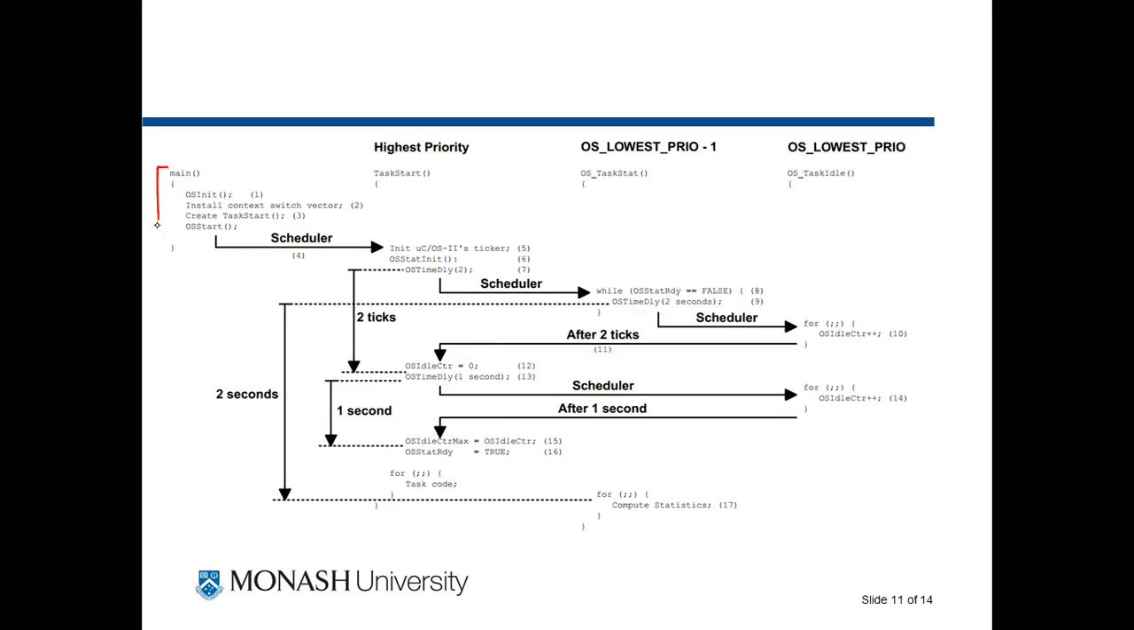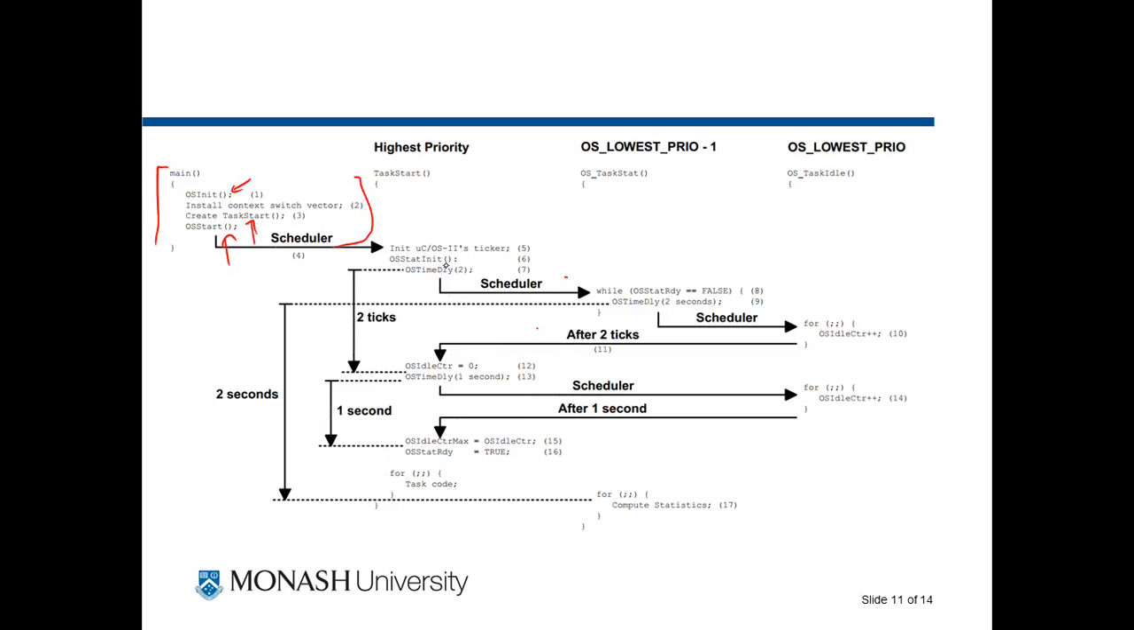So this is your main code, and the main code does basically simple things. We call OS init, which you should be familiar with, is just initializing your operating system. You create your start task, which is creating the first task that runs in the operating system, and then you say, go, operating system, go.